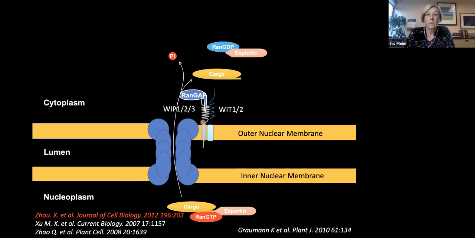The complex is held together by interactions through these two coiled coil domains. WIP has a tail that enters the nuclear envelope lumen, WIT does not. The RAN gap interaction onto this complex is through the coiled coil domains, through the WPP domain of RAN gap, and in the absence of either WIP 1, 2, 3 or WIT 1, 2, this falls apart and RAN gap becomes delocalized from the nuclear pore.